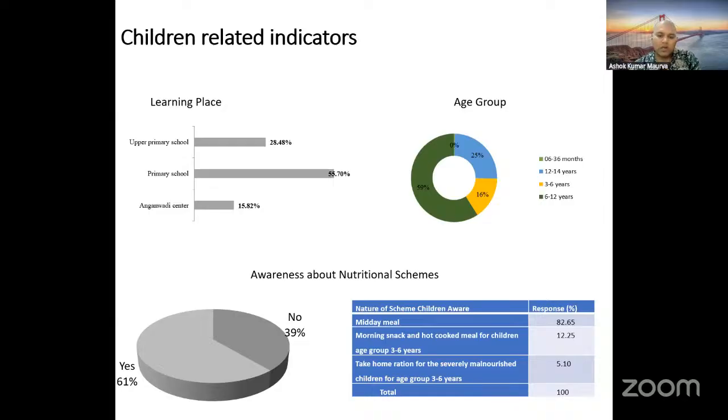Now, let's talk about whether their parents or caregivers are aware of the nutritional scheme. 61% said that they are aware of the nutritional scheme. But 40% is the biggest chunk, people who do not know what I am talking about. What is midday meal? What is ICDS? And if you further break this bracket down, only midday meal has better recall. Around 83% of members say that they know the midday meal scheme, and for ICDS, the recall is very poor.